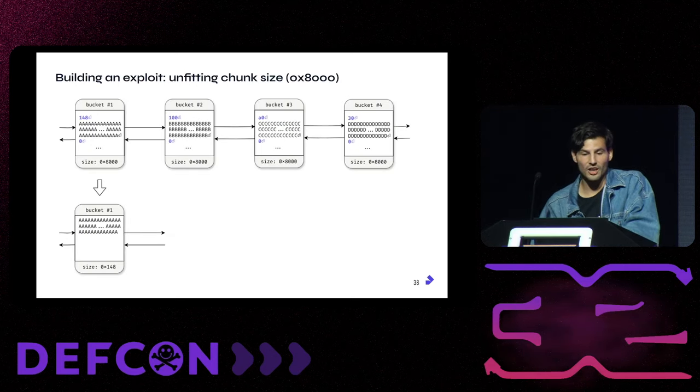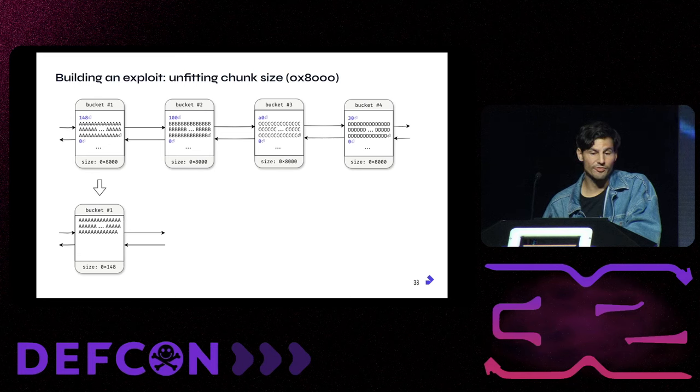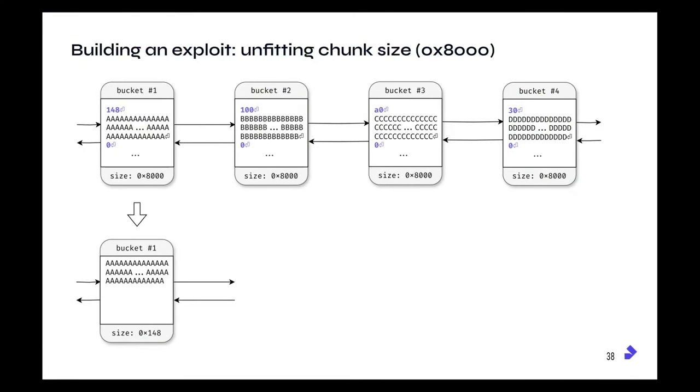So now you probably have an idea of how we can resize our chunks. We take bucket 1, and if we want it to have a size of 148, we write 148, then 148 bytes, and then 0. If we want bucket 2 to have a size of 100, we do the same. We write 100, then the bytes, and then 0. And we do the same with every chunk. Then when we apply dechunk onto this, we expect it to resize every single bucket.